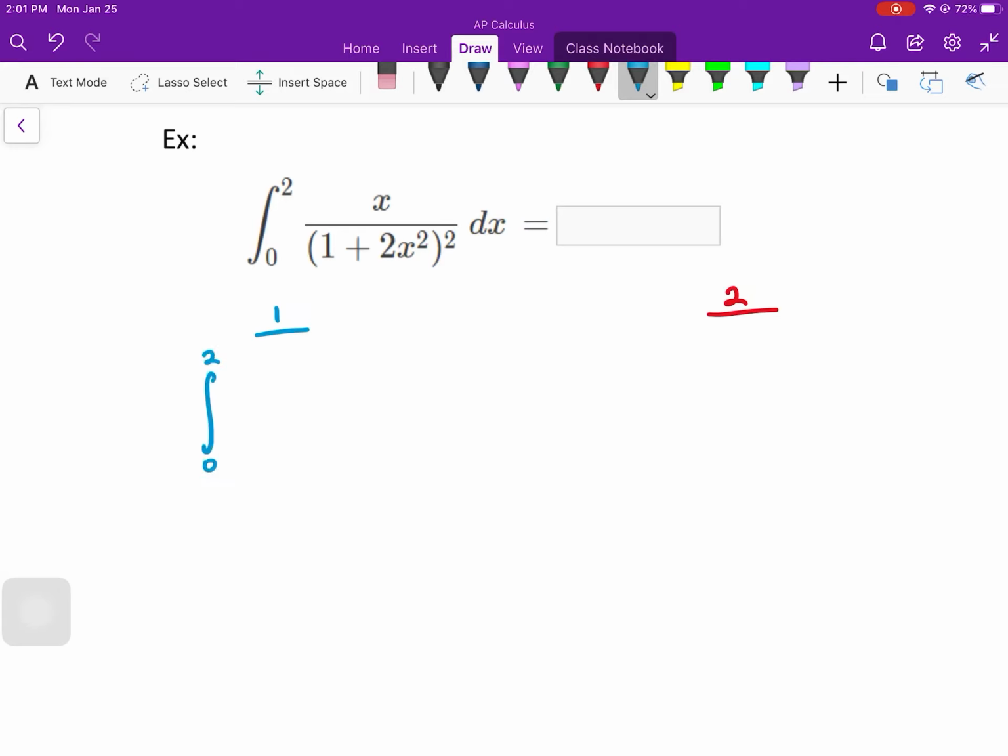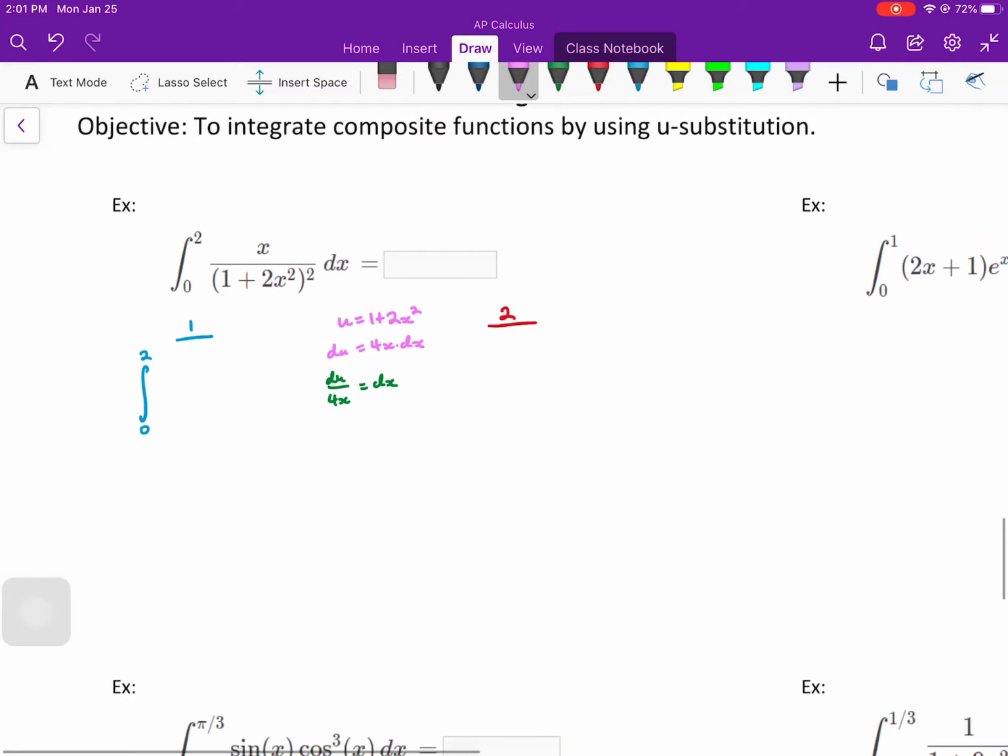So on this first one, u is going to be the same thing on both of these. So I'm just going to put u right here: 1 plus 2x squared. And then du is going to be 4x times dx. So then you're going to have du over 4x equals dx. All right, so that's going to be our u substitution. That's the same on both of these, so I figured we'll put that there in the middle.